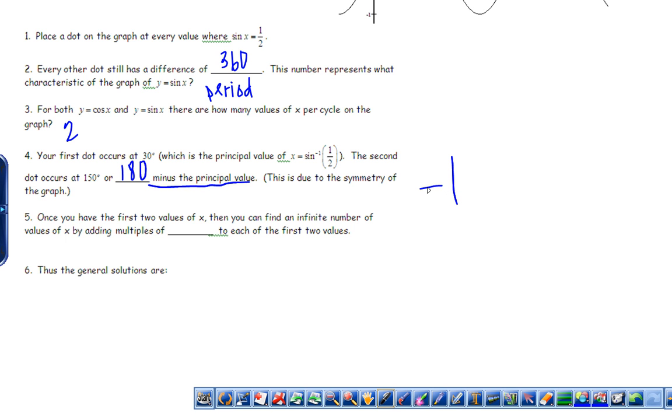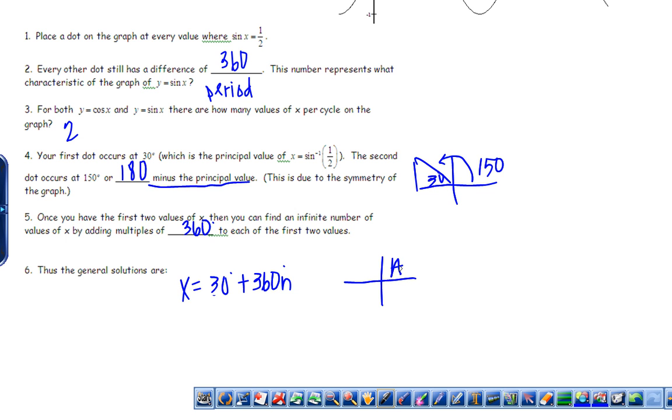Okay, so remember, if you were to do, let's say this is 30 degrees, you say 180 minus that to get it. So this is 150 and 30. Once you have the first 2 values, then you can find the infinite number by adding multiples of 360. Okay, thus the general solutions would be, once you find your first one, which is 30 degrees plus 360 n, again, you can use your all students take calculus. We found the first angle to be positive, which was sine.